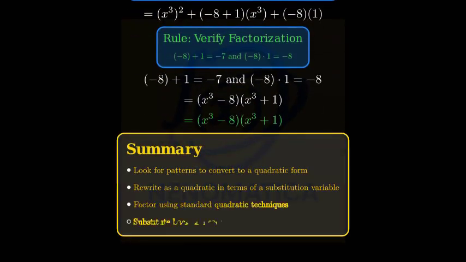Let's summarize what we've learned about factoring higher degree polynomials. First, look for patterns that convert the expression into a quadratic. For example, if you have terms with x to the fourth and x squared, it might be a quadratic in x squared. Second, if it's a quadratic in some expression u, rewrite it in the form u squared plus bu plus c. Third, factor the quadratic using standard methods like splitting the middle term or using the quadratic formula. Fourth, substitute back your original variable and continue factoring as needed. These techniques allow us to factor complex polynomials by breaking them down into simpler forms that we already know how to handle.